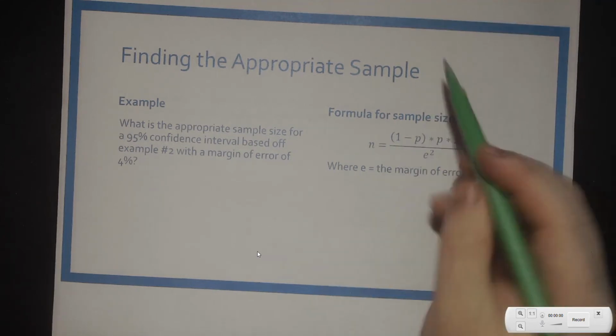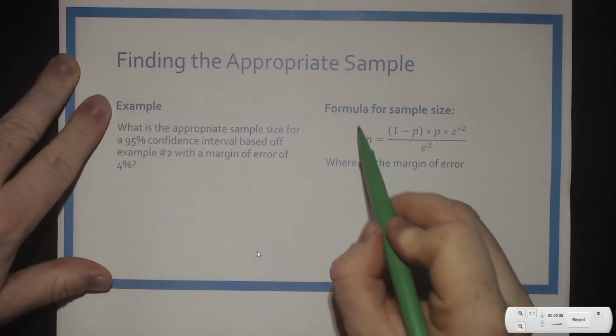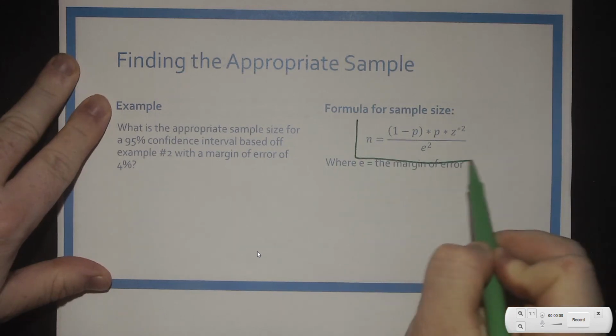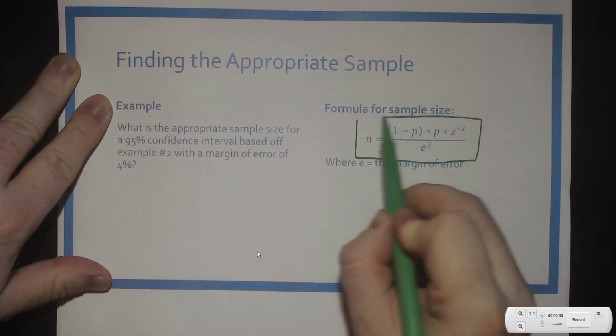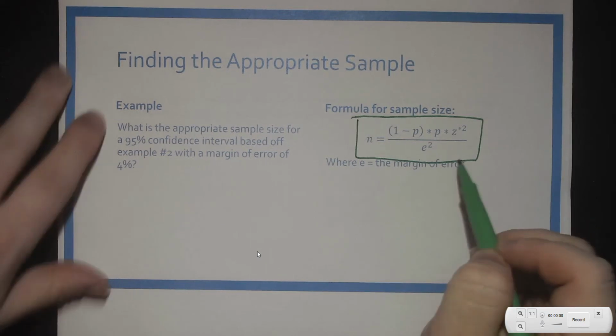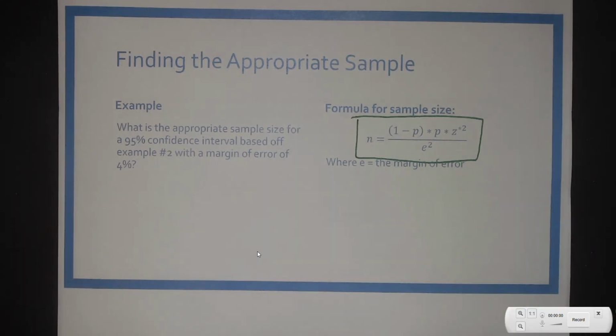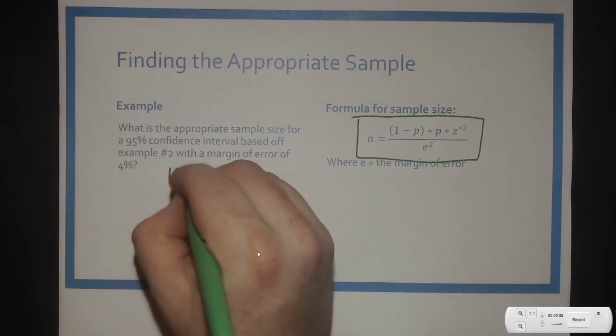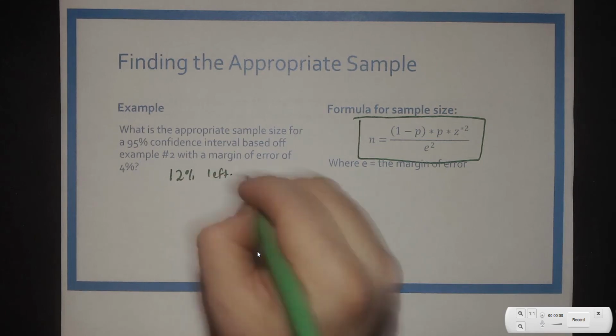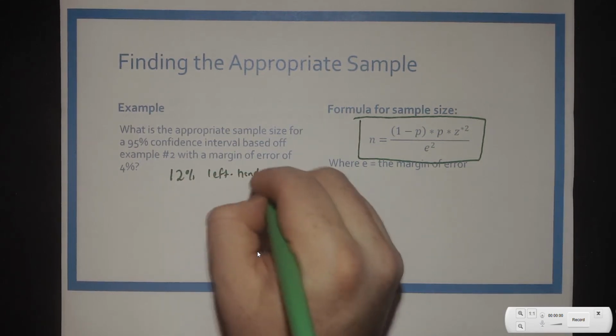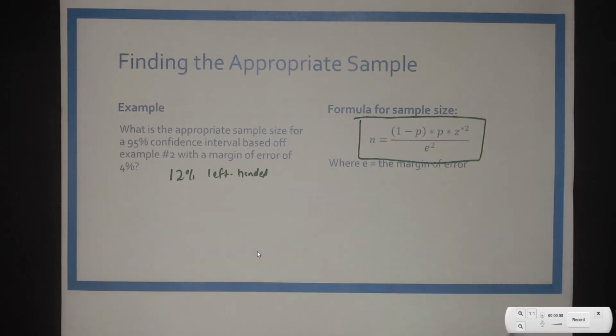So, for instance, here is our formula for calculating the sample size that we need to be within a margin of error, where E is the margin of error. So what's the appropriate sample size for 95% confidence interval based off of example 2 with a margin of error of 4%. So in example 2, 12% were left-handed. Now I'm not going to take out the n because that's what I'm searching for. I'm searching for what the appropriate one would be in this situation.